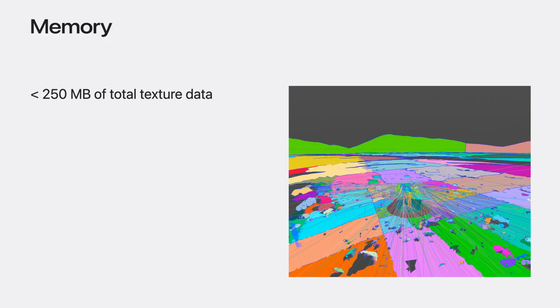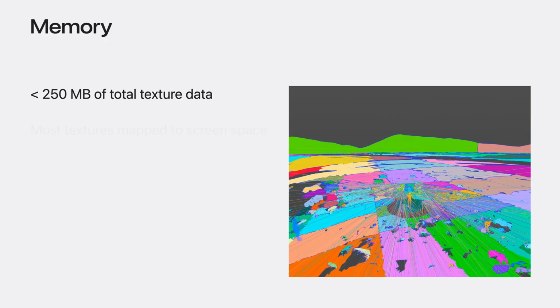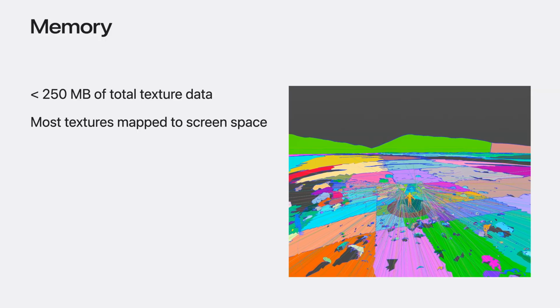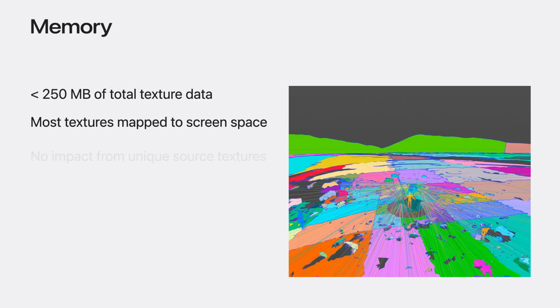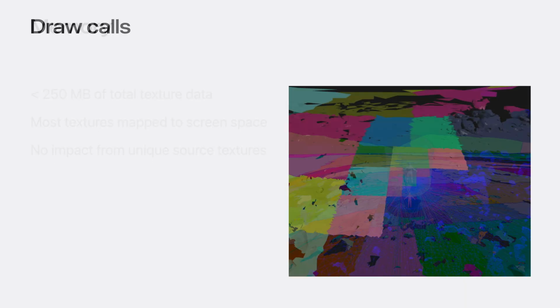On the texture side, spherical projections have made a huge impact. They reduce the entire environment to under 250 megabytes of texture memory. That number will vary for your projects, but can remain relatively consistent, because most surfaces are scaled to screen space. As a bonus, you can use as many unique textures on the source input as needed, since it all gets baked down to the same texture atlas in the end.